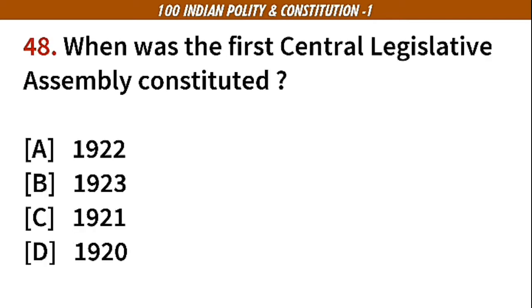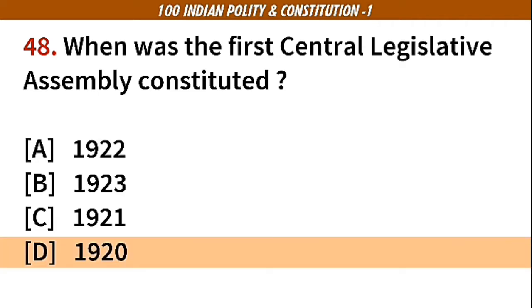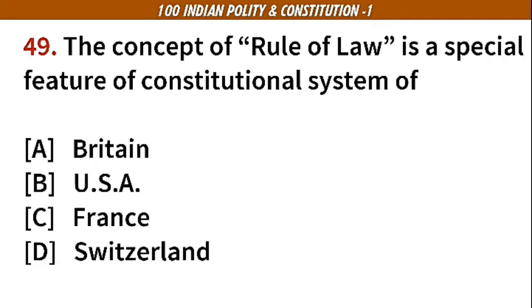When was the first Central Legislative Assembly constituted? Answer D. 1920. The concept of rule of law is especially a feature of the constitutional system of?